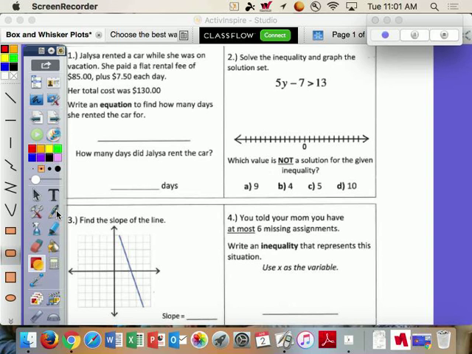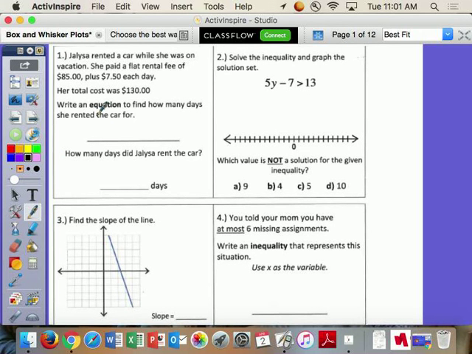Alright, so first we're going to talk about our welcome work real fast. Jaleesa rented a car while she's on vacation. She paid a flat rental fee of $85. So if you're looking at some number next to X plus some number is going to be equaling your total, right?